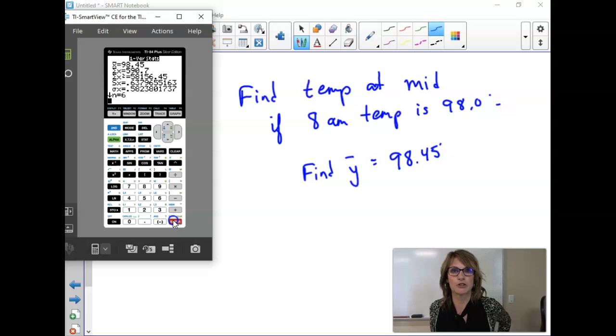But if your temperature in the morning is 98.3 or 98.6 or 97.9, our best guess for your evening temperature is still 98.45, no matter what value we are trying to estimate. And do not plug it into the regression equation because R is smaller than your table value, and so we don't get to use it.